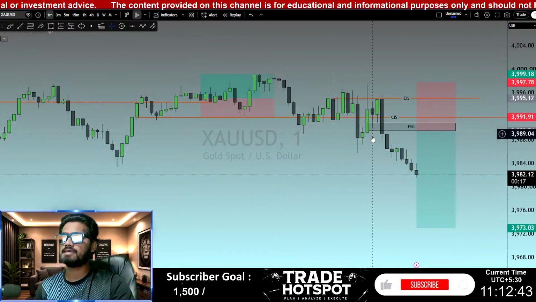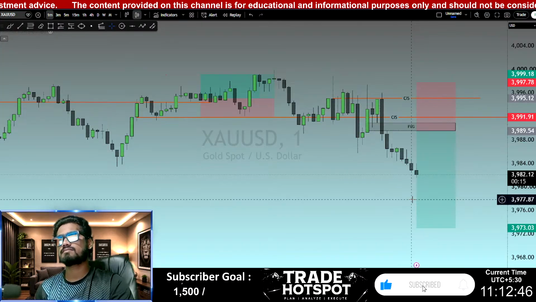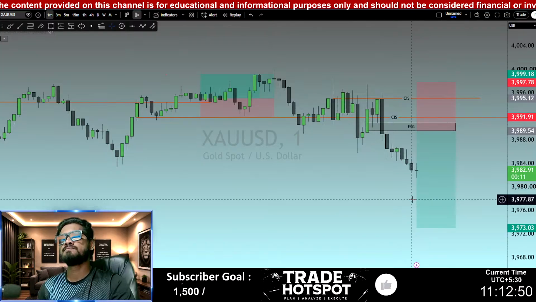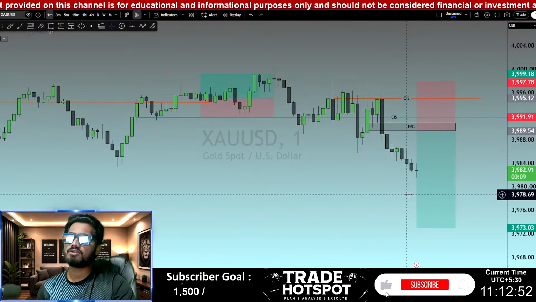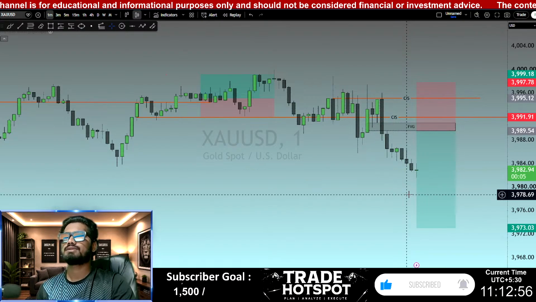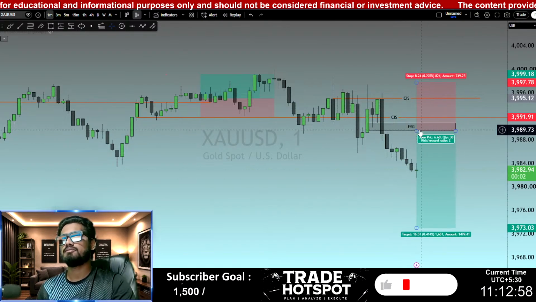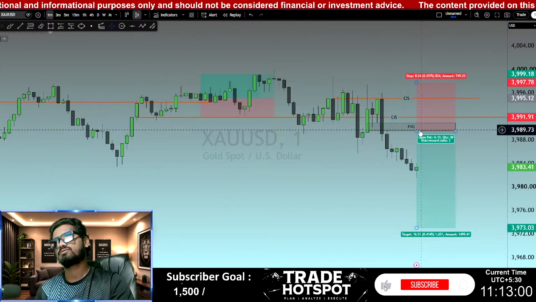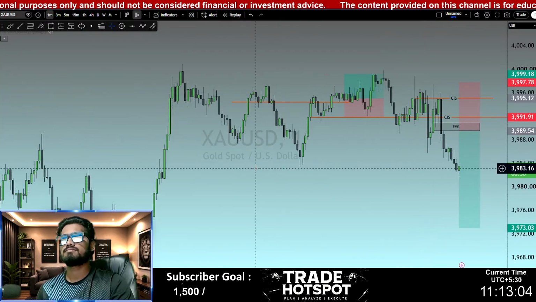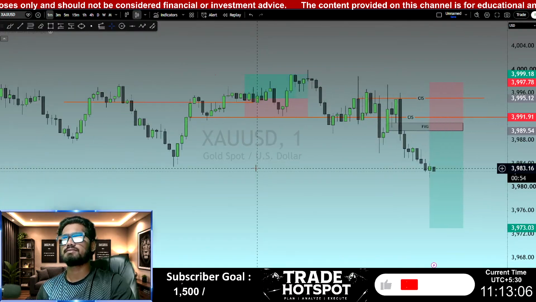No worries guys, if it's moving down and you are not getting an entry. No worries guys, we can take another opportunity, we can find another opportunity, but right now you have to wait up to this point only, right, to make an entry. So please wait guys.